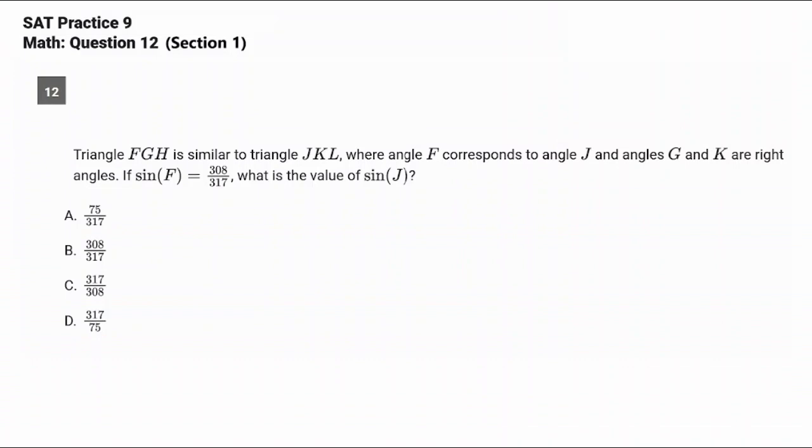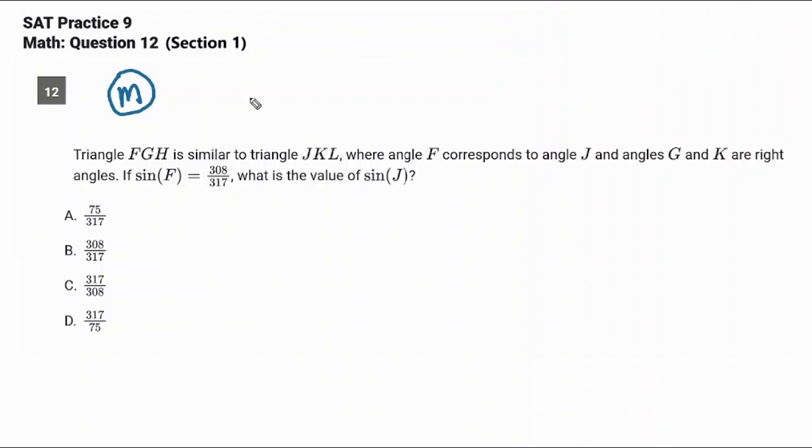We're on SAT Practice Test 9, Math Section 1, Question 12. What's the level of difficulty here? It's medium. Triangle FGH is similar to triangle JKL, where angle F corresponds to angle J, and angles G and K are right angles. If sine F equals 308 over 317, what's the value of sine J?